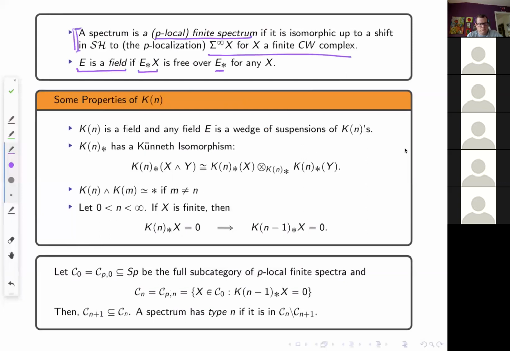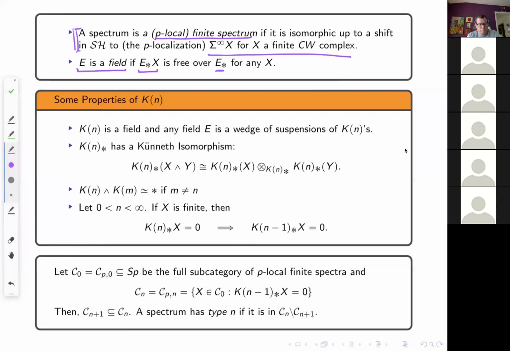Yeah. So you said that to be a field that has to be true for every spectrum X. Is that right? And is it sufficient to test that on just suspension spectra, or do you actually have to check it for every spectrum? I don't know. Okay, but it is for every spectrum, not for every space. I said for any X, yeah, for any X, not finite X, yeah. I think you probably have to check for more than that.